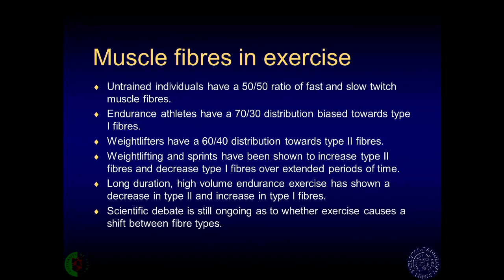So what happens to muscle fibers in exercise? Well, in general, untrained individuals have about a 50-50% ratio of fast to slow twitch muscle fibers in their body. And if you train as an endurance athlete, that alters so that you have more slow twitch fibers. So you tend to get a 70-30 distribution, or up to a 70-30 distribution biased towards type 1 fibers. And then if you're a sprinter or a power athlete, such as a weightlifter, then you can change your distribution more in favour of type 2 fibers, not to the same extent as endurance athletes, but you can get a 60-40 distribution of type 2 fibers in your muscles.